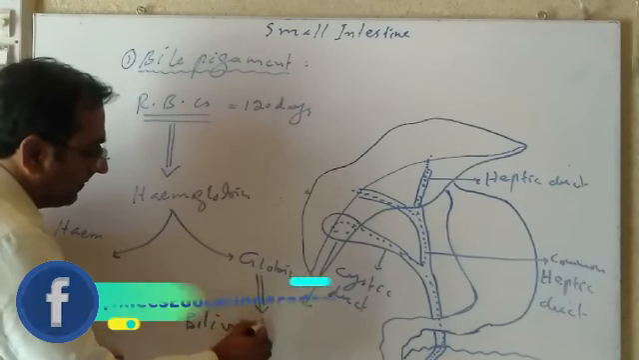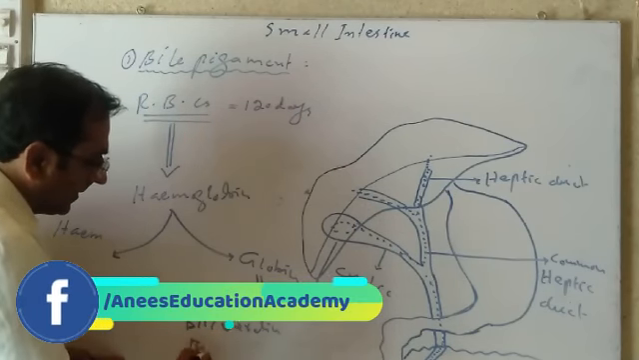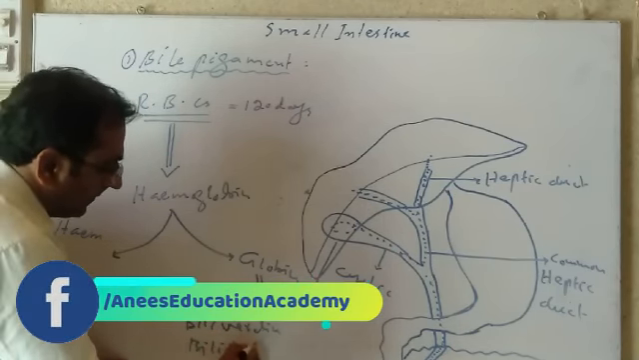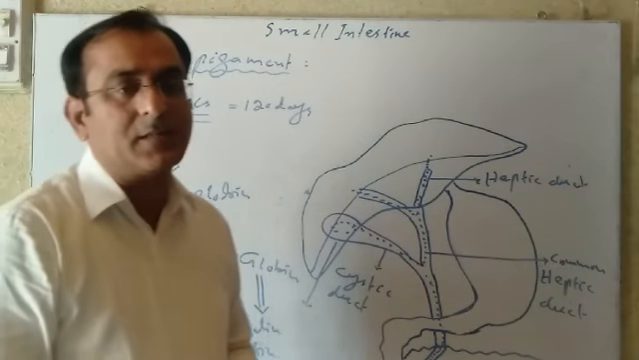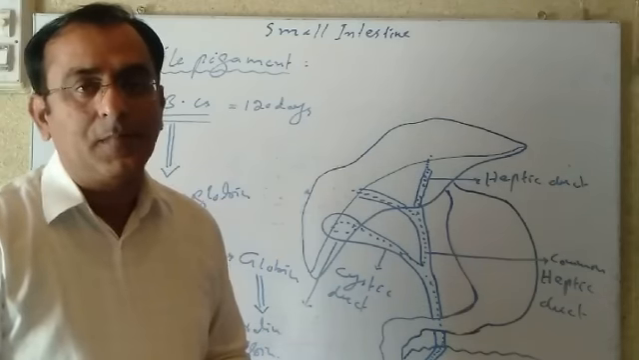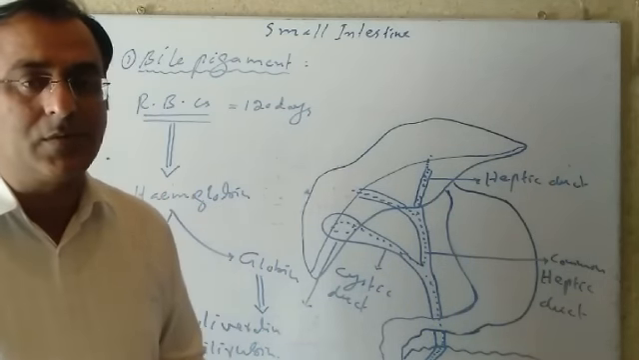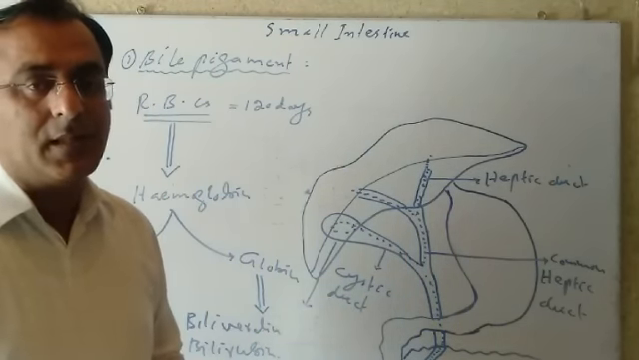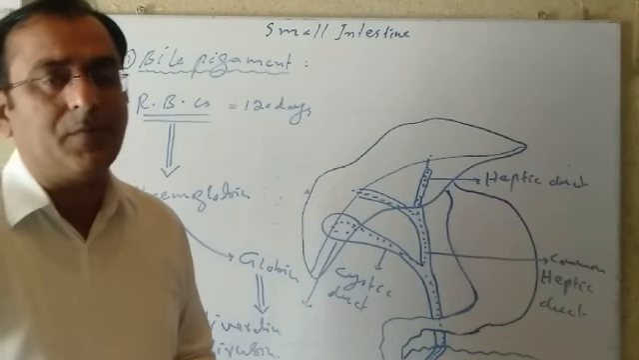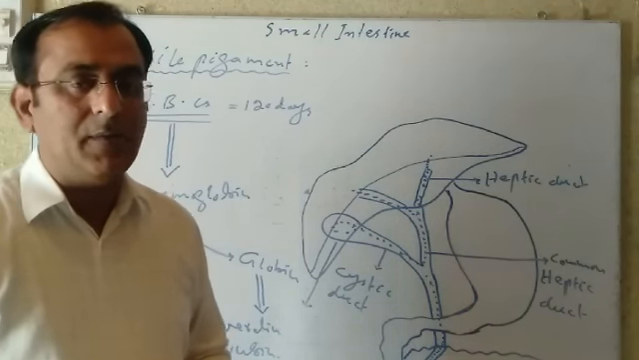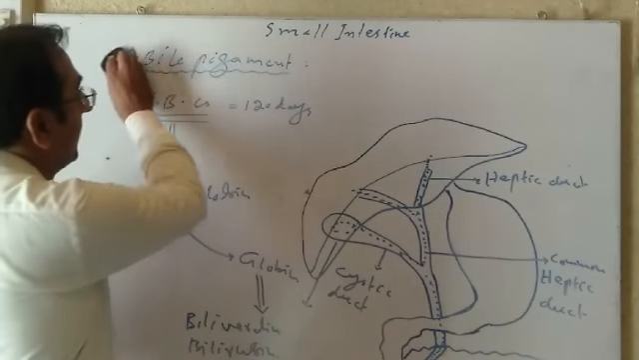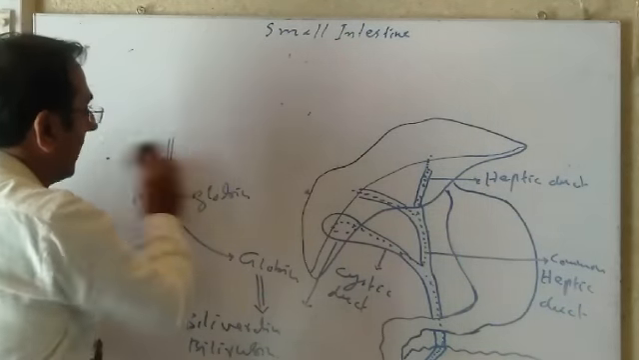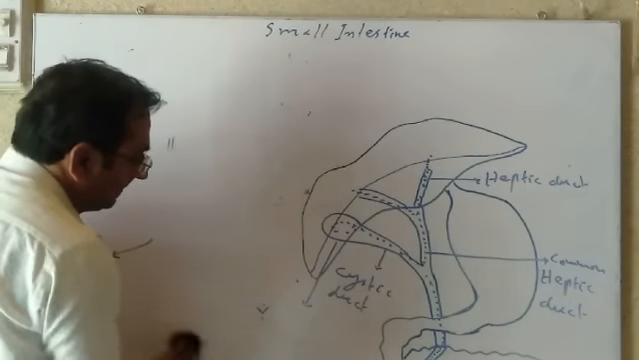biliverdin and bilirubin. These are poisonous substances, so the liver excretes them along with the bile juice into the duodenum. Then they are eliminated from the body through the alimentary canal. The next component of bile juice is bile salts.